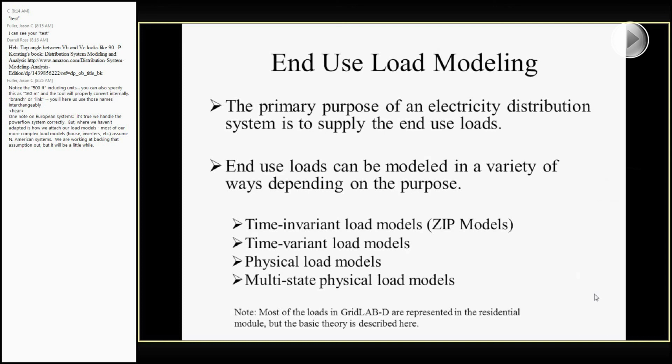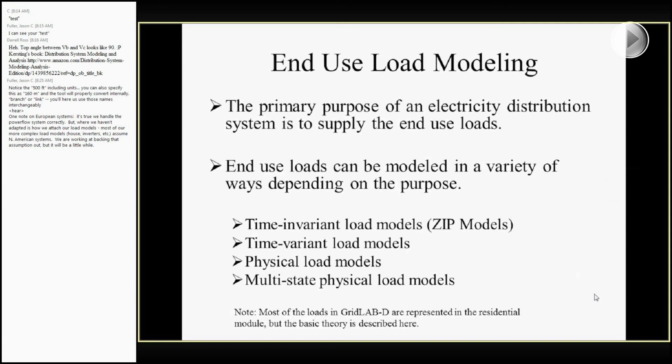Basically, there are 4 different types. You can do what's known as a time invariant load model or a ZIP model, and that's constant impedance, constant current, and constant power. We'll get into that more here in just a second. Those are your traditional transmission level models where you just specify the power, impedance, and current of a particular point on the system, and it's the same for all time. It never changes, always the exact same value, and then the power flow adjusts accordingly.